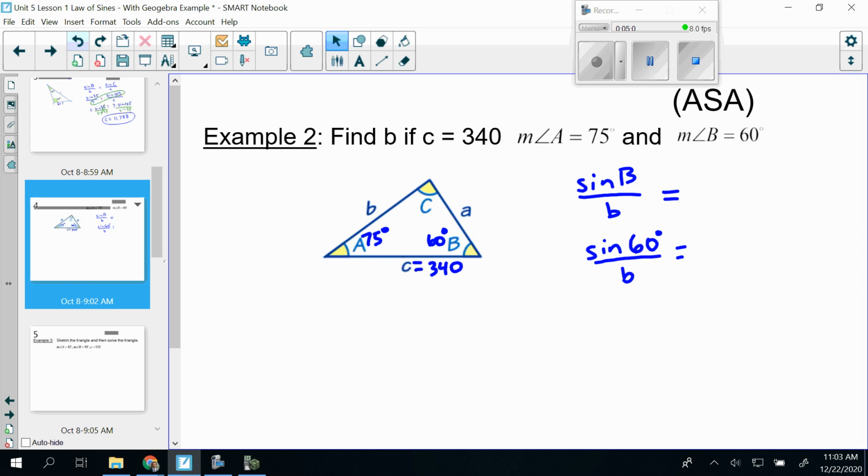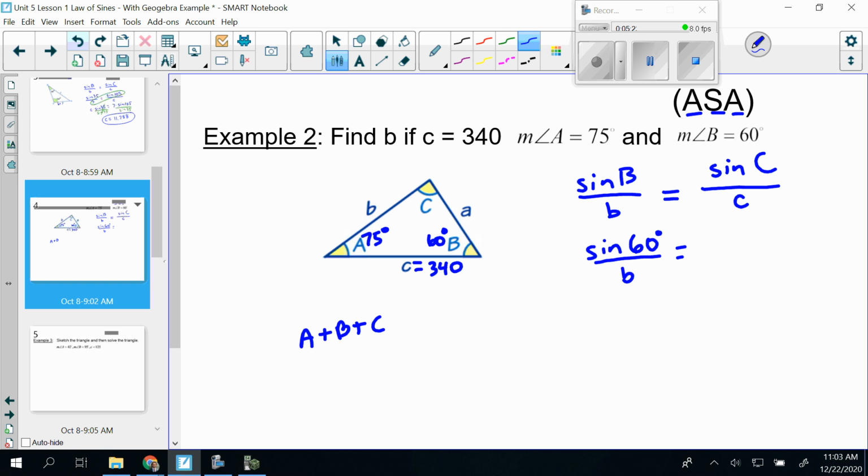We do know side C, and in this one, since it's angle side angle, we're going to have to figure out our other angle. That's not too hard because in a triangle, remember, all our angles add up to 180. So if we add up angle A plus B plus C here, it equals 180. Angle A is 75. Angle B is 60. So we should be able to find angle C by just doing some adding and subtracting here.